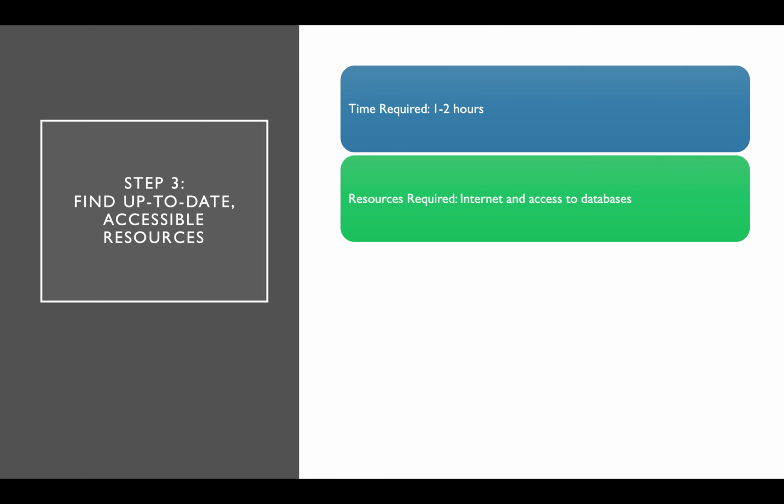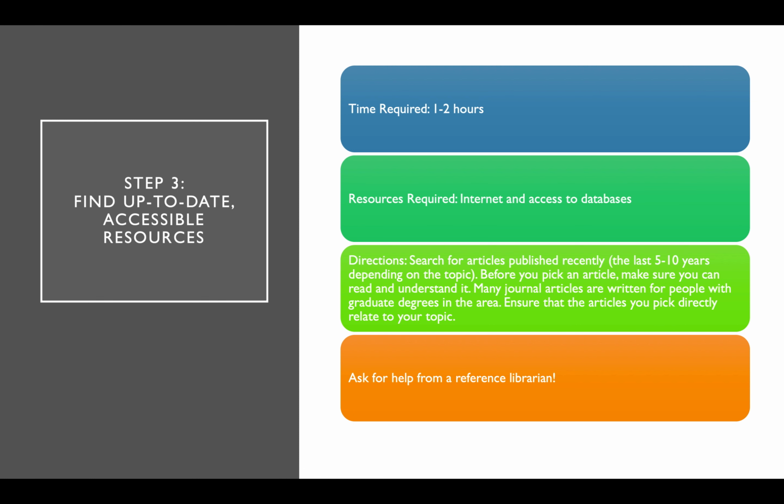Step 3, find up-to-date accessible resources. This is going to take a little longer, between 1 to 2 hours. You're going to need the internet and access to some databases. So when you go to the databases, you want to look for articles that have been published recently, ideally within the last 5 to 10 years, depending on your topic.